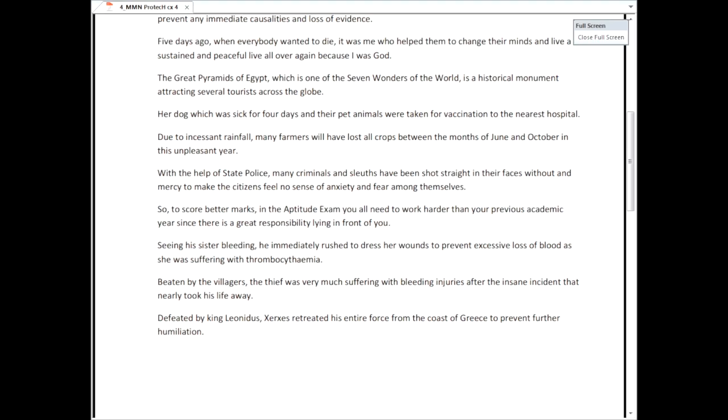Insane. Okay. Close your eyes again and try this time. Beaten by the villagers, the thief was very much suffering with bleeding injuries after the insane incident, and that nearly took his life away. Okay. Nice. Very good.